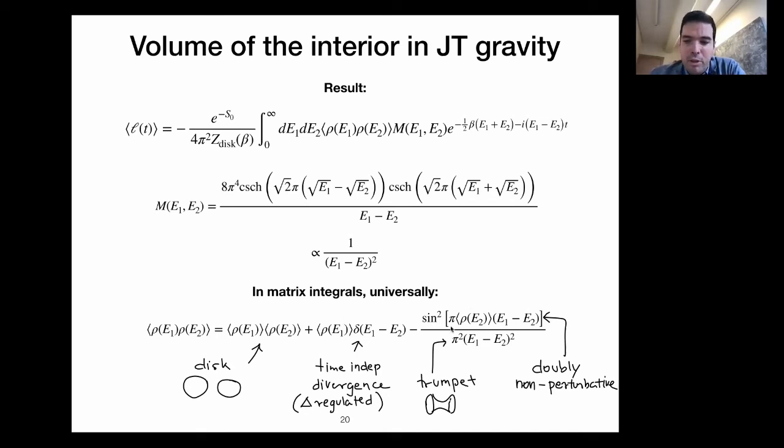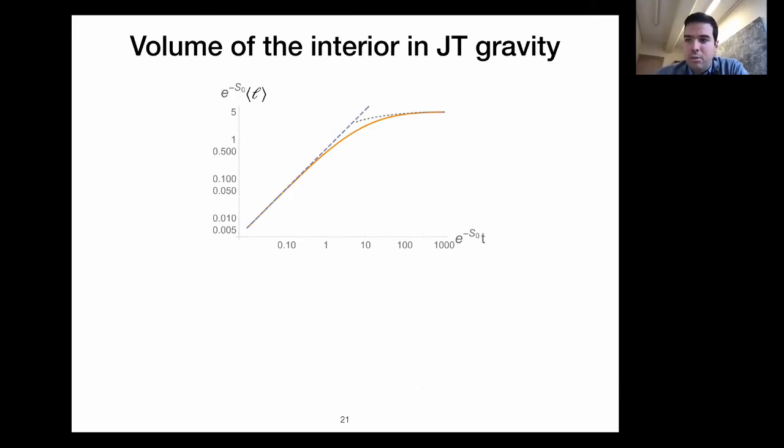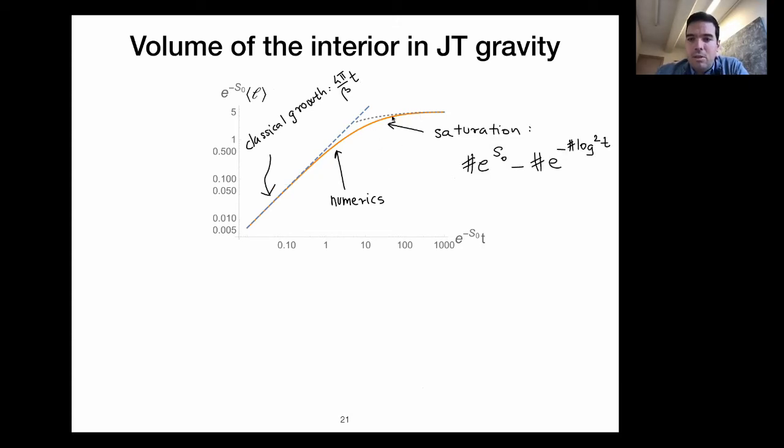Okay, so what happens when you plug this formula in here? You can just do the integral and you get an expression like this. First of all, you can scale out the entropy dependence completely, both from the time and from the volume, and then you get a scaling curve. It starts with linear growth, which is just the classical growth, and then it saturates to an exponentially large value in the entropy in a particular way. So this is the way it approaches it. It's a slow saturation.